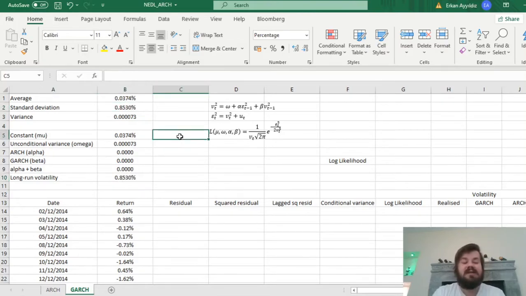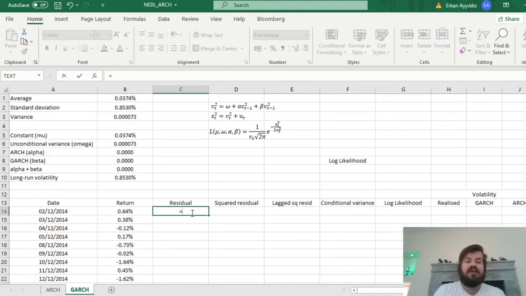Now we can start calculating the residuals and the realized variances to then arrive at the maximum likelihood function. So the residual is just equal to the realized return, our y variable, our dependent variable, minus our intercept, our constant mu, and we'll lock that because we don't want it to change observation by observation.